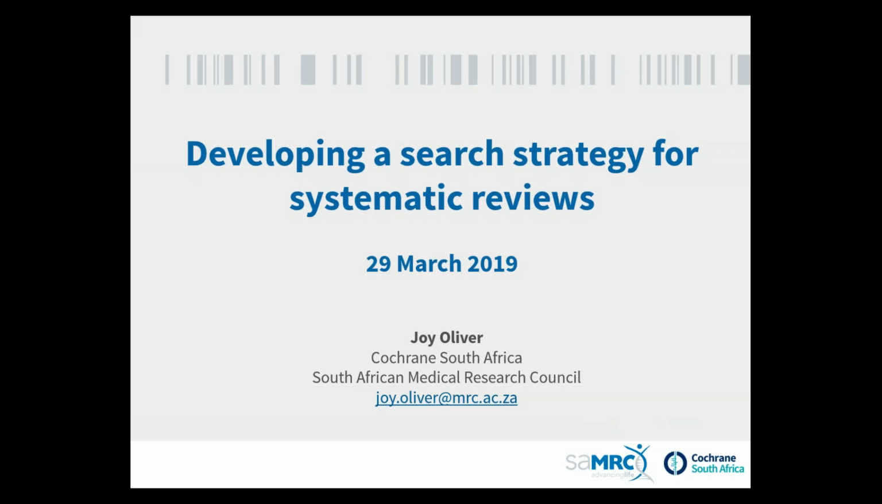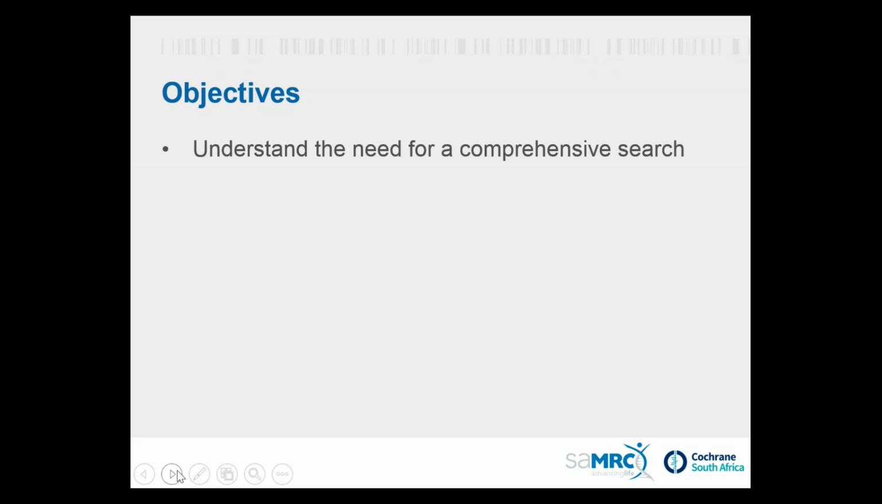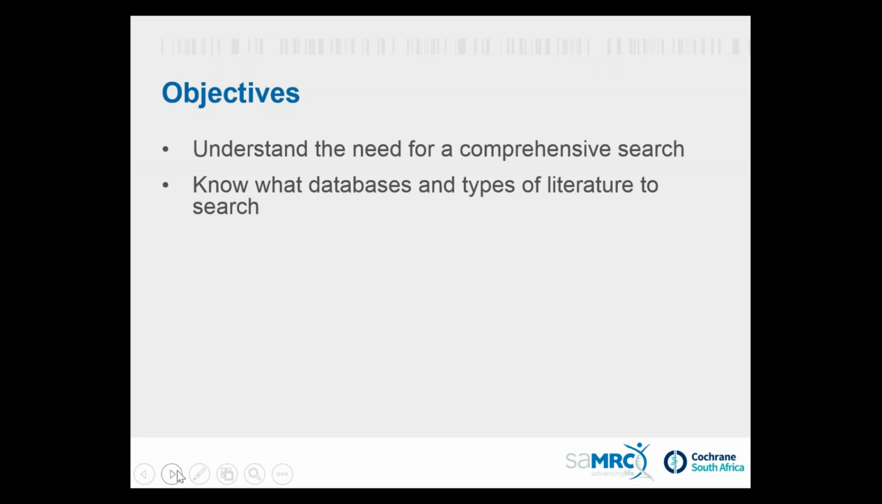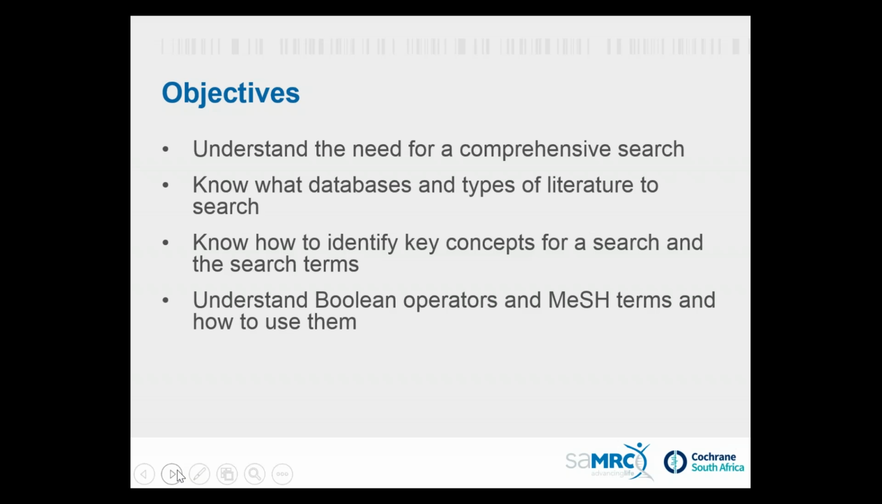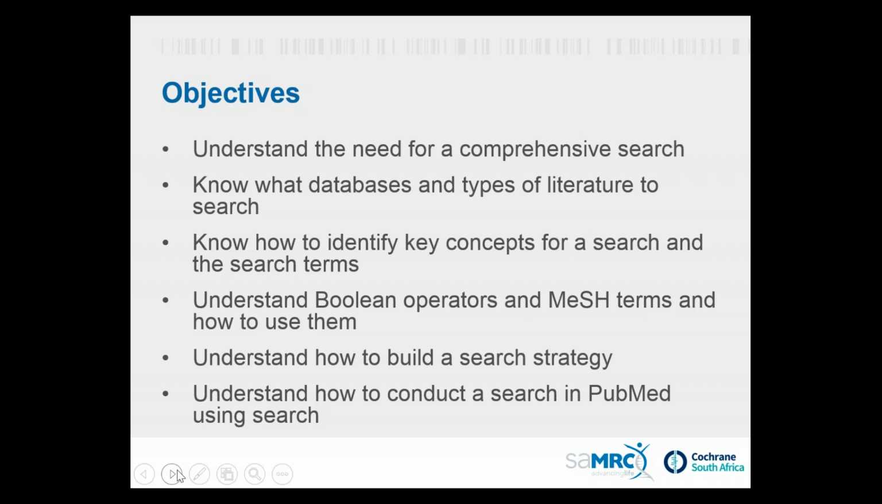So what we're going to be looking at is developing a search strategy for systematic reviews. The objectives for this session are to understand the need for a comprehensive search, to know what databases and types of literature to search, how to identify key concepts and search terms, to understand Boolean operators and MeSH terms and how to use them, to understand how to build a search strategy, and finally to understand how to conduct a search in PubMed.